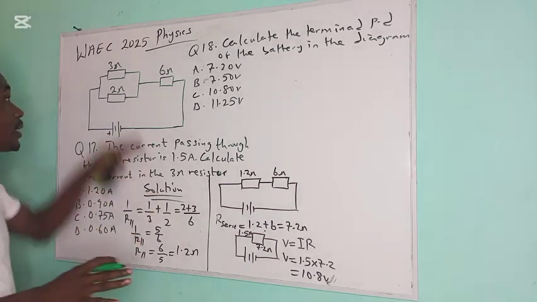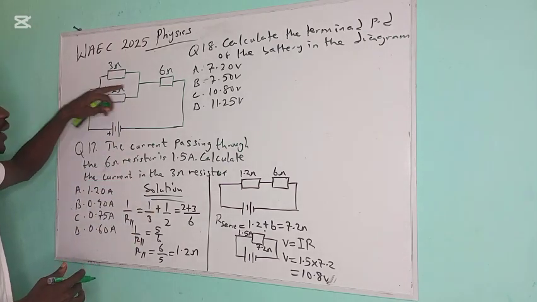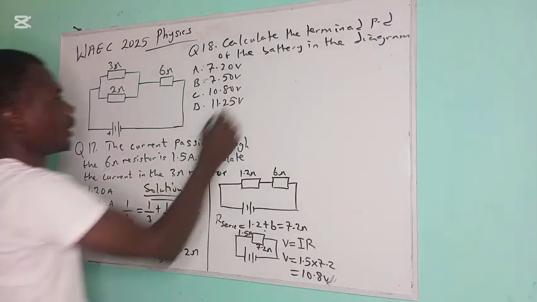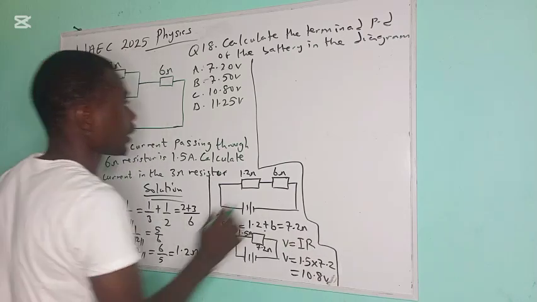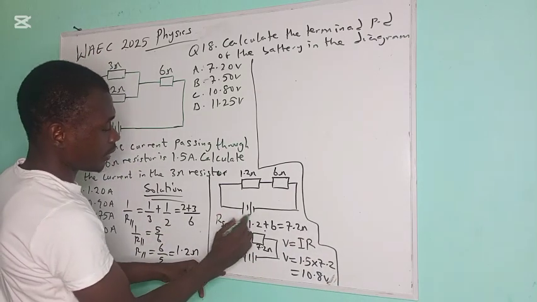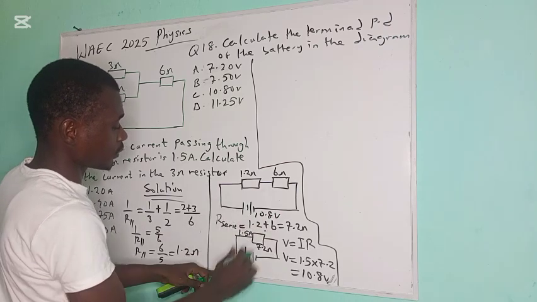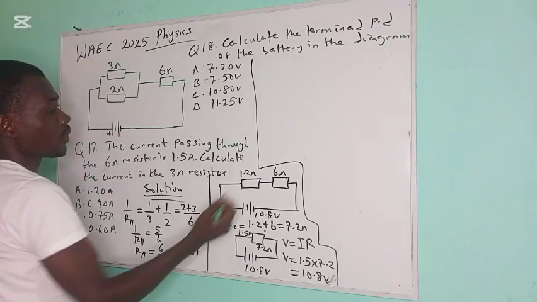But we are here to find the current that will pass through this 3 ohms resistor. So now let's go to what we are asked to do. So far we have found the terminal PD across the whole circuit.